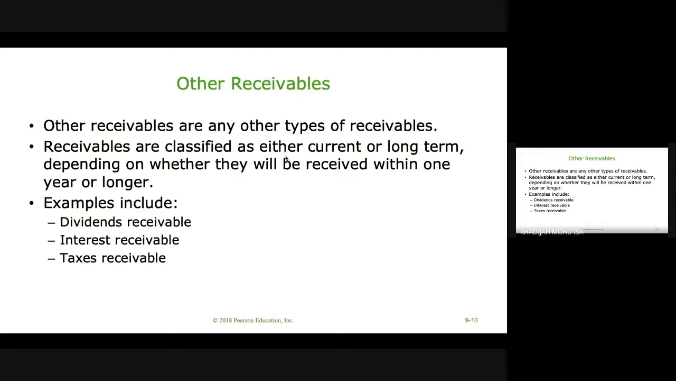Examples of other receivables include dividends receivable, which means that you are going to receive the dividend in the future. Interest receivable, so you're going to receive interest, and also we have taxes receivable.